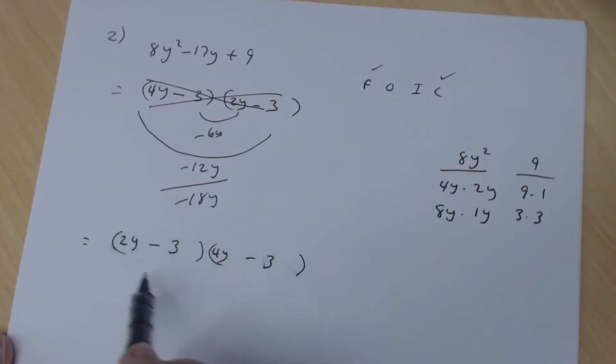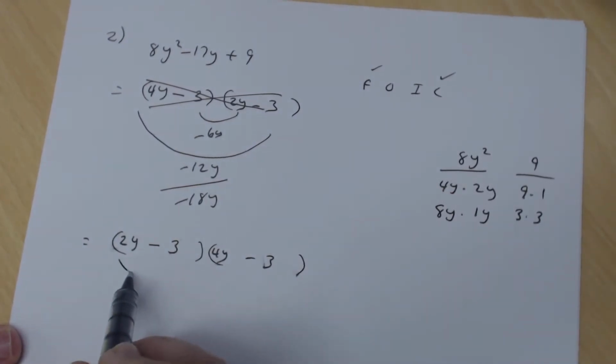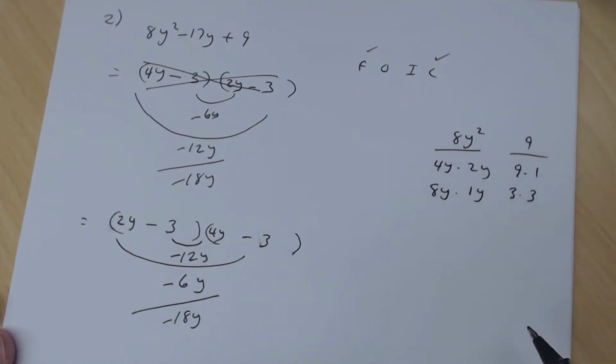But remember, don't say that's your answer without checking the outer and the inner. The outer is negative 6y. The inner is a negative 12y. When I add those up, I get a negative 18y. So negative 6, negative 12. Okay? So that didn't work either.